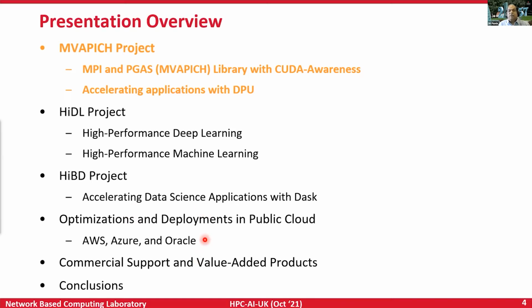I'll also give some examples. As we have been developing the software stacks, we are also trying to deploy them in public cloud. I'll show you some samples from AWS, Azure, and Oracle. And for the last few years, we have also started a commercial spin-off because of the need in the community. That is Xscale Solutions. Xscale Solutions is also a sponsor of this event. We are also trying to carry out some value-added features in the products to address the needs of the community. And then I'll conclude.